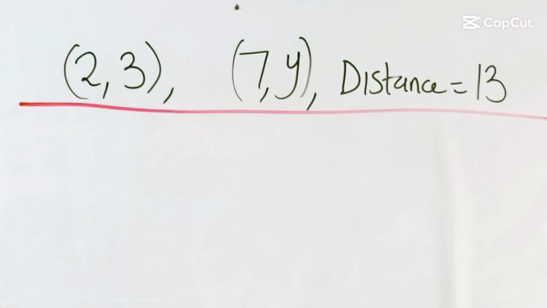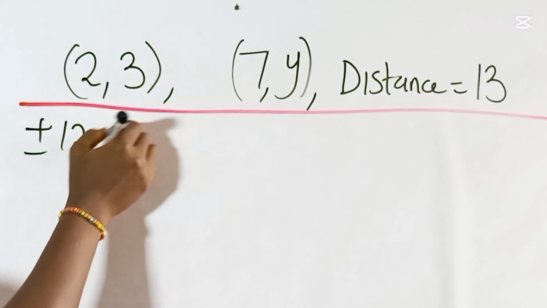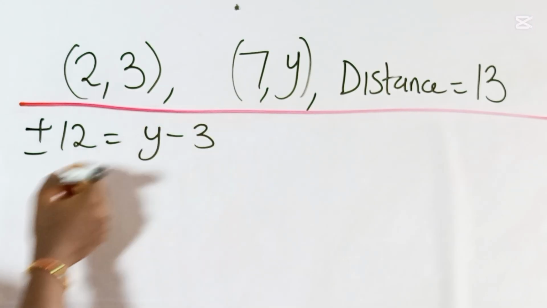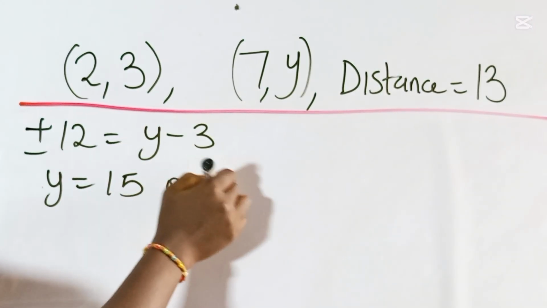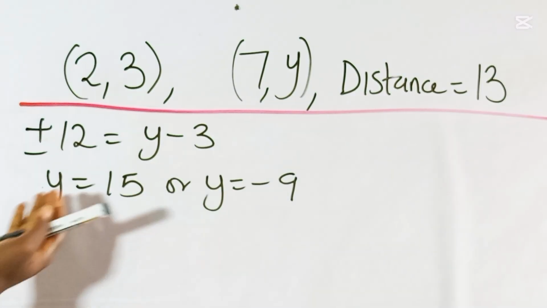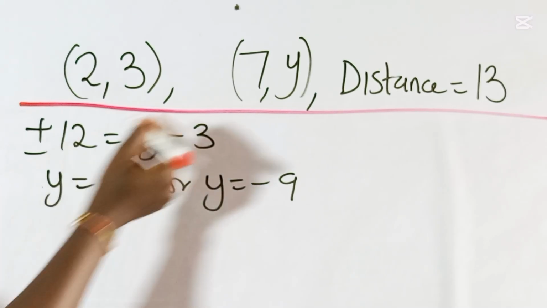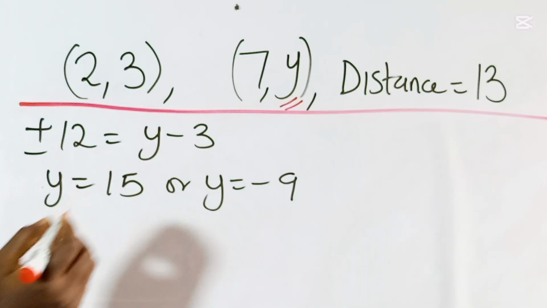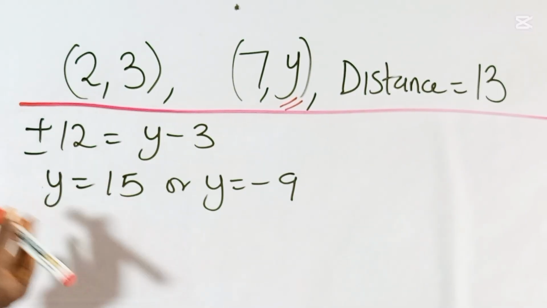In my last short where I solved this problem, I jumped from plus or minus 12 is equal to y minus 3 to have y is equal to 15 or y equals minus 9. And a lot of people were like, wait, where did this 12 come from? Let's fix that today, step by step. We are finding a missing coordinate, but not by memorizing a formula. We are going to visualize it.